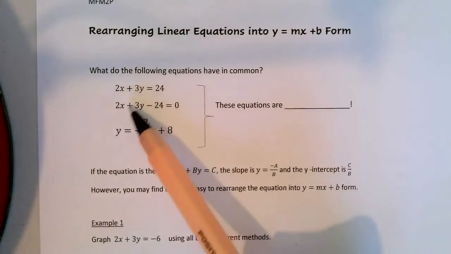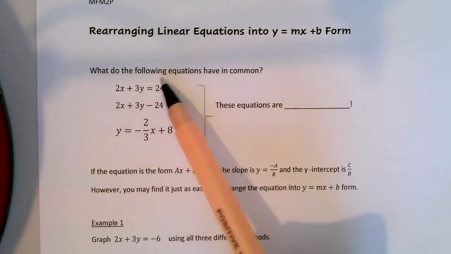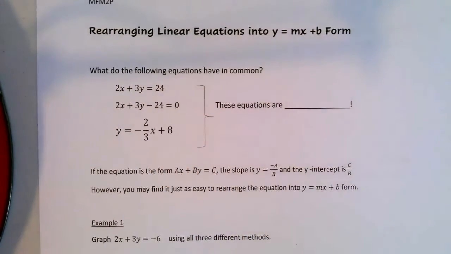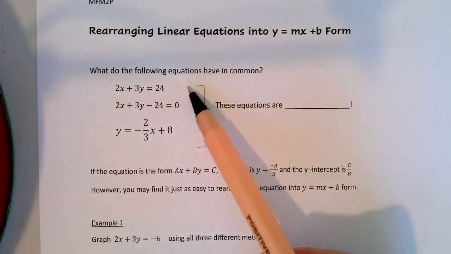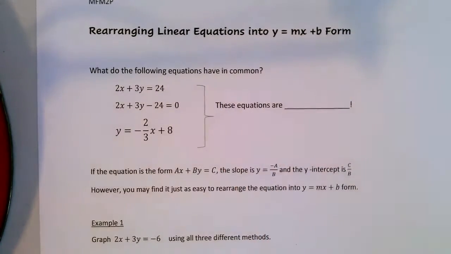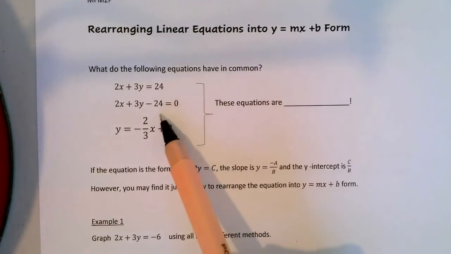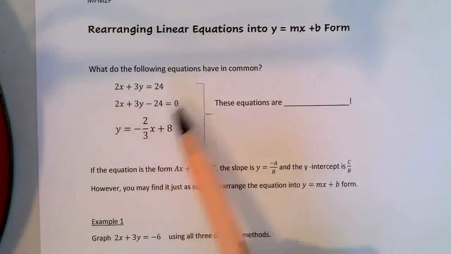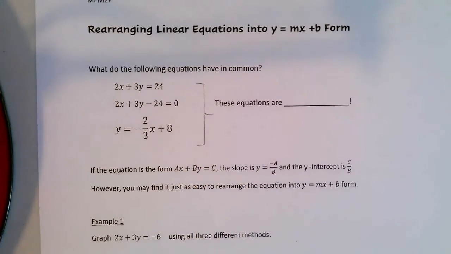Here, both of these two have a 2x and they both have a 3y. The only difference is in the first one, 24 is on the right-hand side. But if you transpose that 24 and bring it to the other side of the equation, it becomes a negative 24. So in fact, these two equations are the same. They're just different variations of each other. And this one is also a variation of the first one.